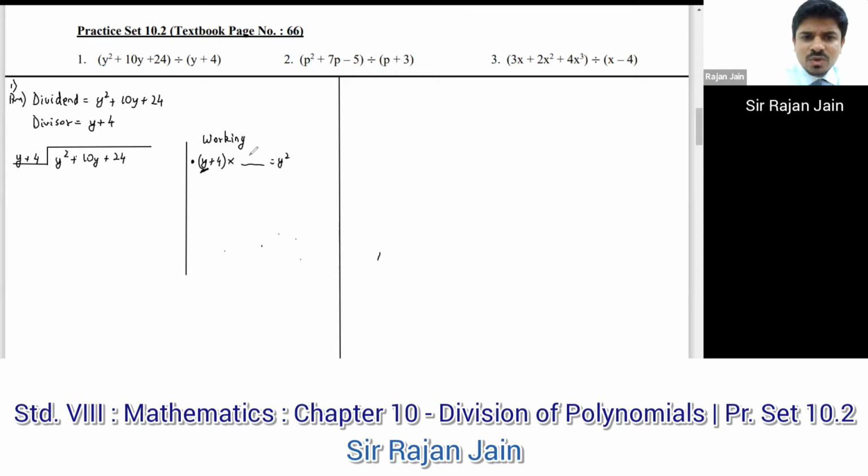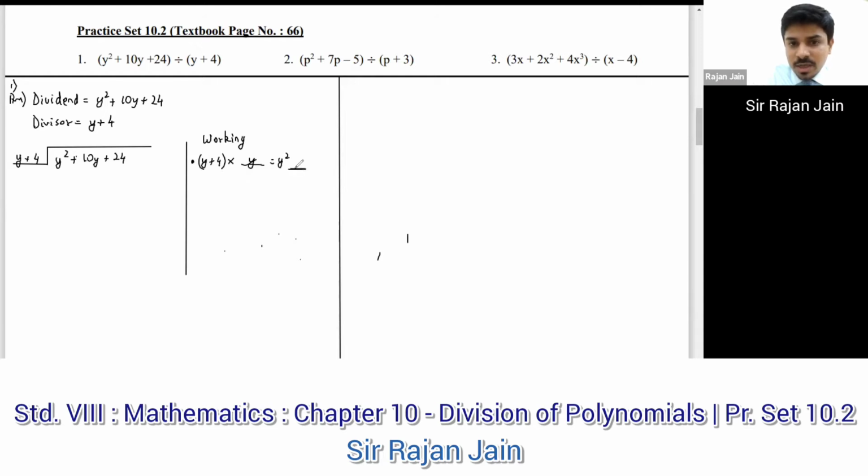So y into y will give you y square. By whatever you need to multiply, that you write it in the blank over here. So this y into this y is going to give you y square. But in case of binomial, you are also supposed to multiply your second number, that is 4, with y, and whatever answer you get, you are supposed to write it ahead.